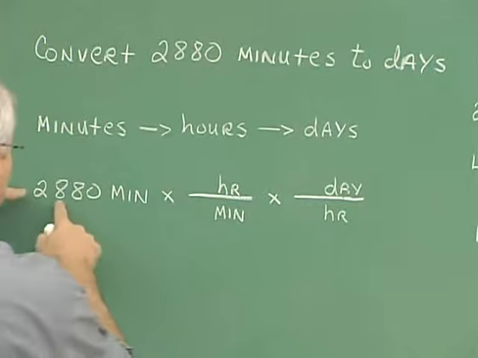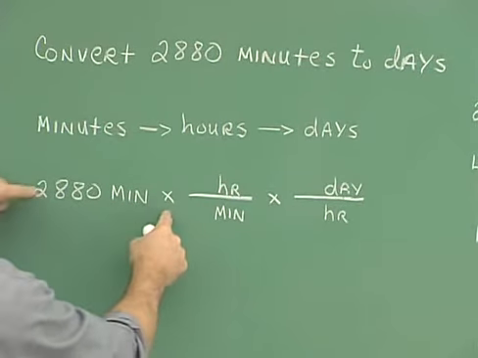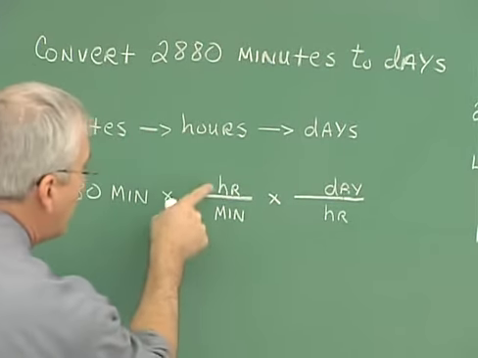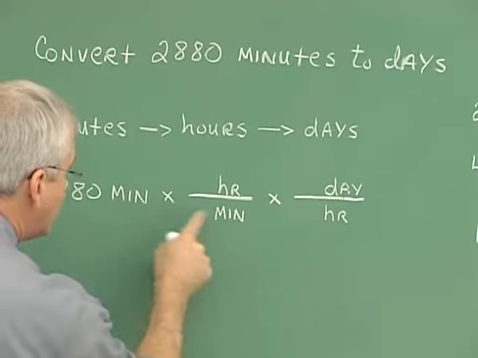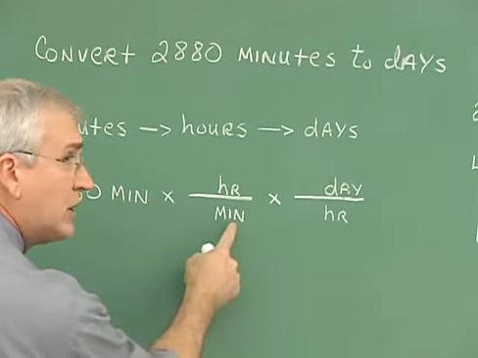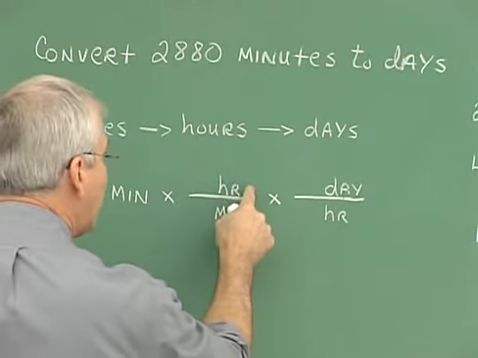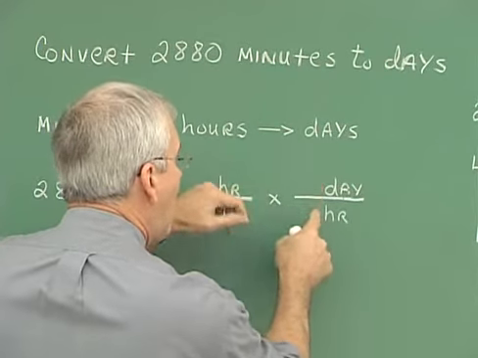And it would be done like this. It's 2,880 minutes times, and now we want to use the minutes and hours idea. So it would be hours over minutes. And I want to emphasize this here because of the opportunity to make a cancellation. And when these cancel, then our unit of measure will become hours, and then we slide on over and we want the number of hours in a day.